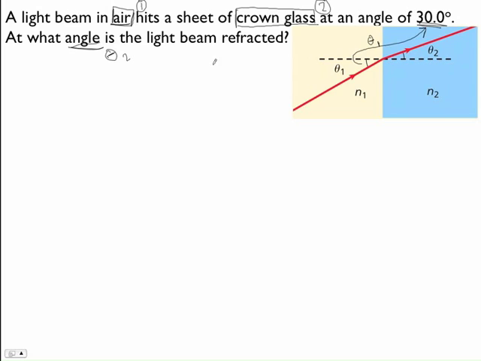I'm going to go ahead and give you a couple of numbers. They're on your formula sheet, but I'm going to go ahead and write them here for you. The index of refraction in air is 1, and the index of refraction in crown glass is 1.52. Okay, so let's take our Snell's law equation.